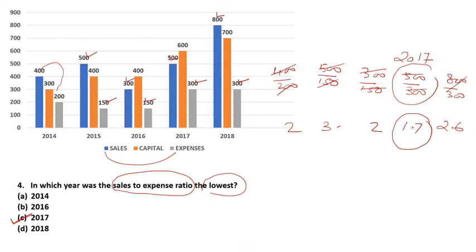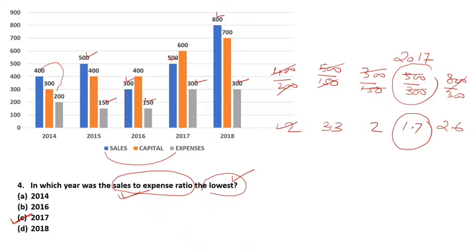Understand the concept very clearly. Sales to expense. 400 by 200 is equal to 2. 500 by 150 is equal to 3 point something, approximately 3.33. Approximate values I am telling. Here it is 300 by 150, exactly 2. 500 by 300, you can say 5 by 3, so 1.666, 1.7. And 800 by 300 becomes 2.67, approximately 2.7. We want the lowest, so lowest will be 1.7, which is in 2017. Accordingly, we can mark 2017 as the correct answer.